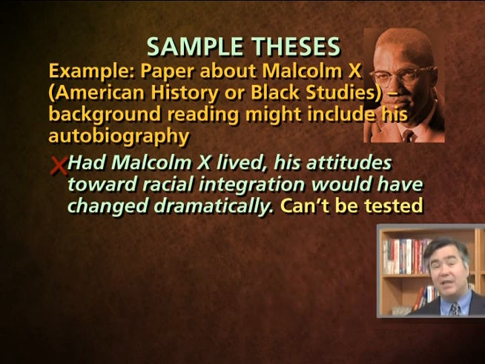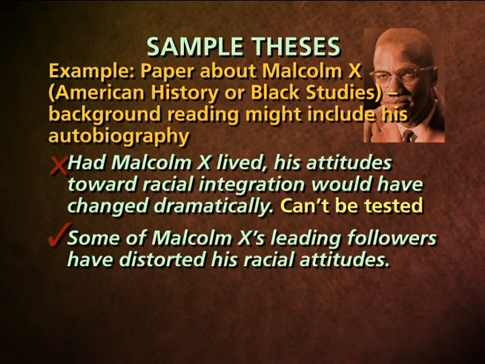Here's a working thesis, however, that is testable. Some of Malcolm X's leading followers have distorted his racial attitudes. Okay, now we're making a statement about what has happened to Malcolm X's thinking since his death, that some of the people who claim to be his followers have actually distorted his ideas. We could test this by reading Malcolm X's own philosophy and comparing the things he said to the things that his followers said and see, do they really match up, or have the followers taken Malcolm's ideas and distorted or changed them? So this is something which we can do research to test and decide, yes, it's true, or no, it isn't true, as opposed to the bad working thesis, which is not really testable.